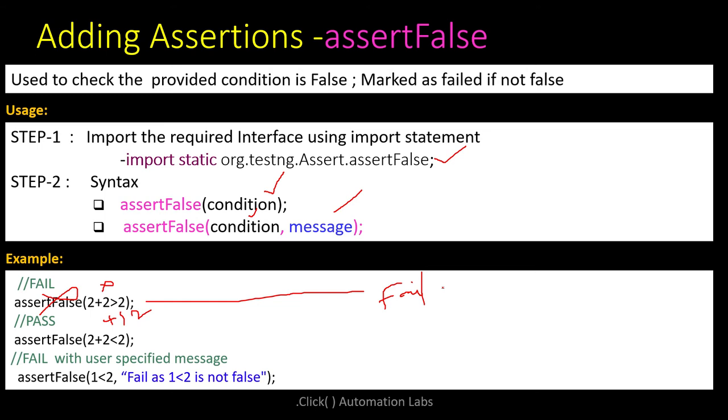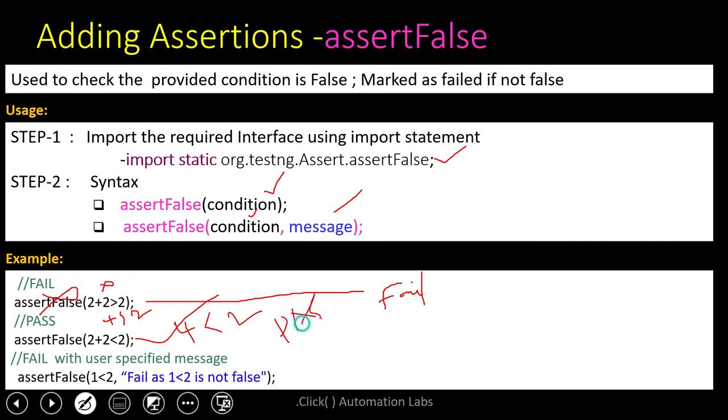Similarly, assert false 2 plus 2 less than 2. 2 plus 2 means 4. 4 less than 2? No, false. I'm also saying false. So this condition will pass in your test report.